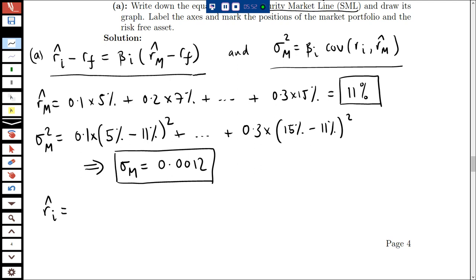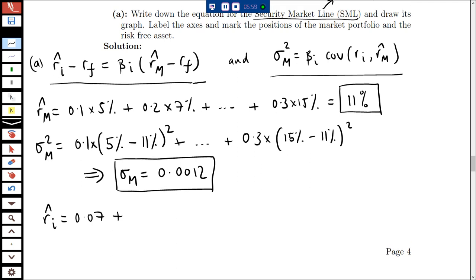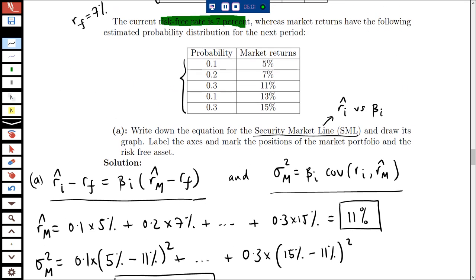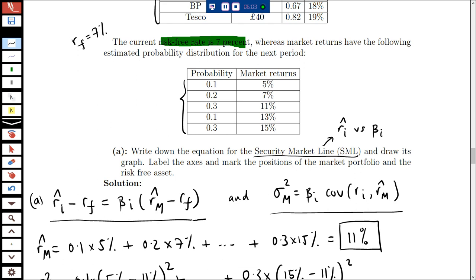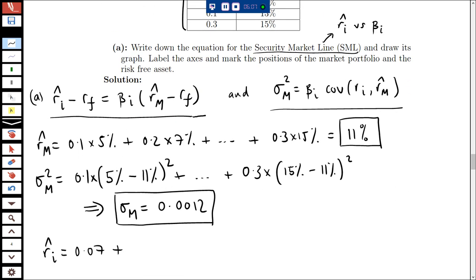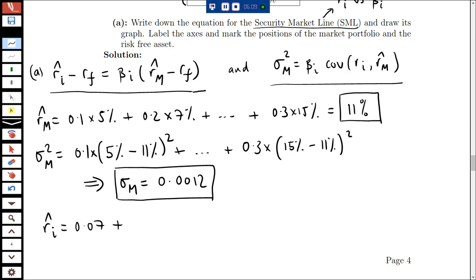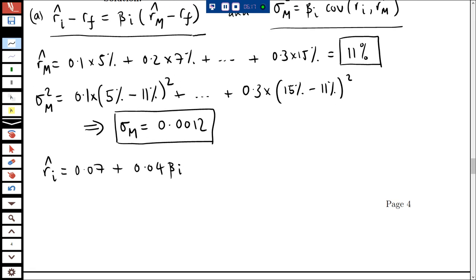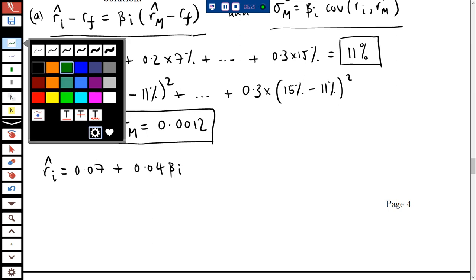Okay, plus the, what is it? Here it's the market return, take away 7, so that's 4% of the beta value. Okay, so this is the security market line.